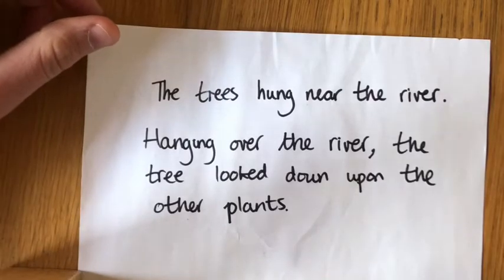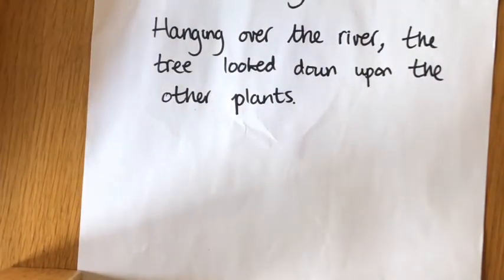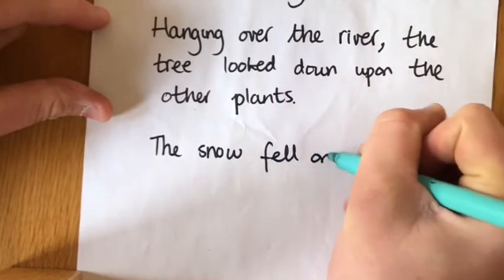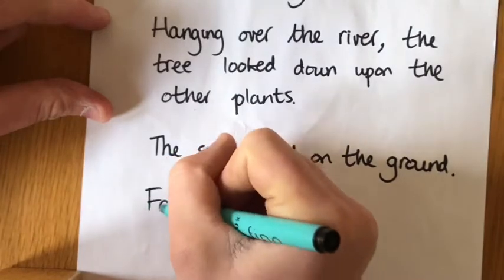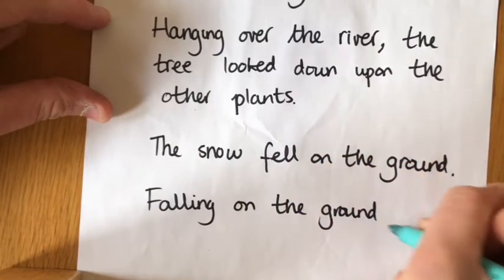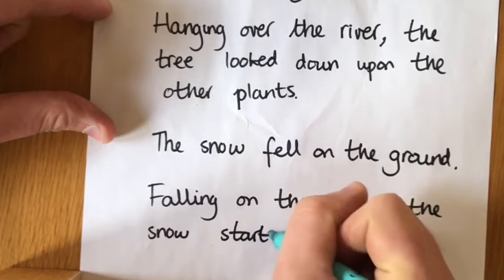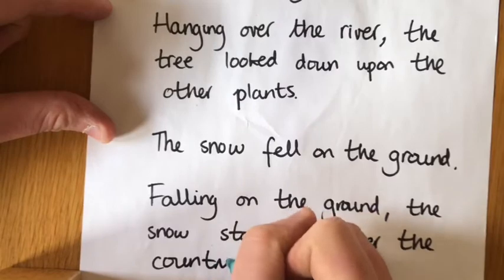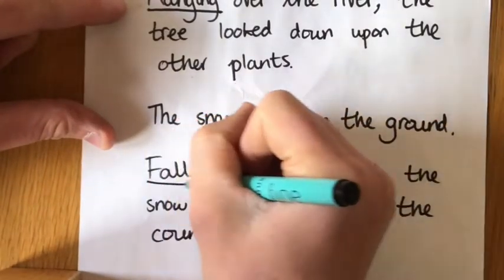And similarly, with a simile we can use. So instead of just having a simple sentence, something like, I'm trying to think of an example: the snow fell on the ground, which is an okay sentence. It's a simple sentence. But actually, this verb we can put at the start. So, falling on the ground, comma, the snow started to cover the countryside. And straight away, using a very similar idea, we've now created a complex sentence using ing openers. So we've got hanging over the river, and we've got falling on the ground.